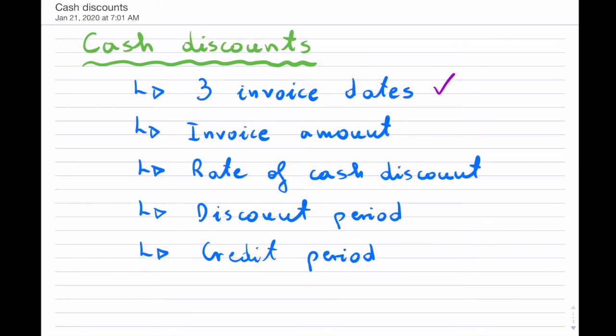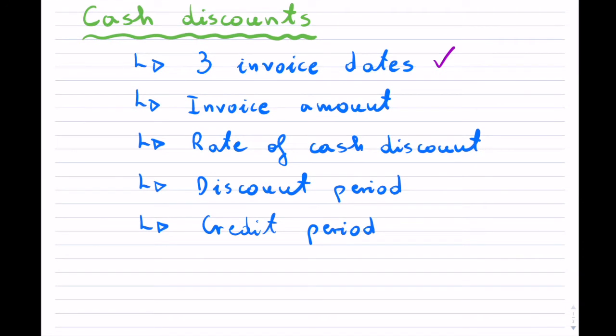Now, for anybody who hasn't run into cash discounts between different companies, this is not something new. If you're doing a fundamentals math business course, you might run into these cash discounts. And with these three different types of invoice dates, we of course need to have an invoice amount. We need to be able to distinguish what the rate of the discount actually is. We need to know, okay, how long do we have to take advantage of the discount?